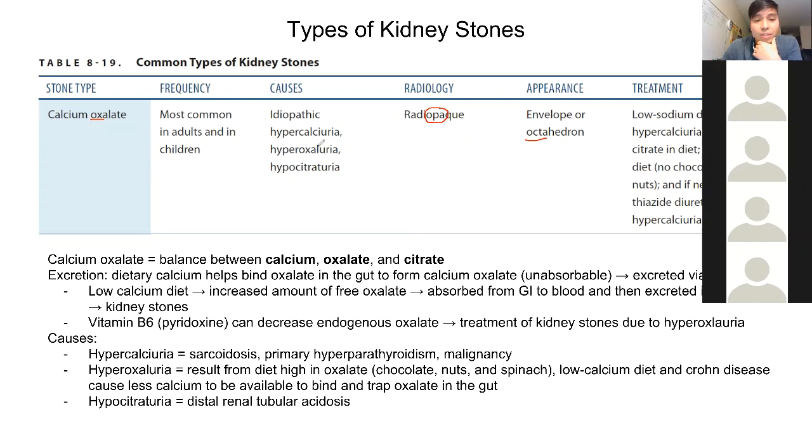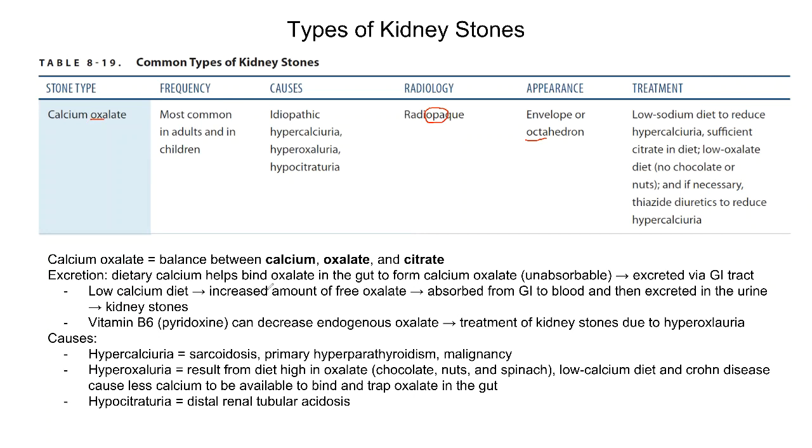So there are a lot of causes for calcium oxalate to form, and the way you remember the formation of the stone is the combination of calcium and oxalate. Basically, it's a balance between the calcium, oxalate, and citrate. The way that we get rid of the calcium is that the calcium will bind to the oxalate in the gut to form calcium oxalate, and these are not absorbable, so that's why it's excreted through the GI tract.